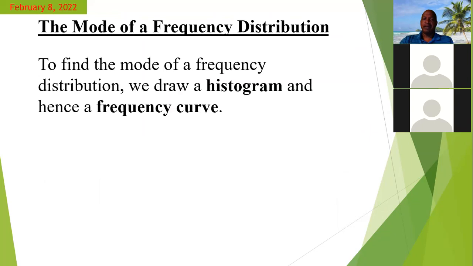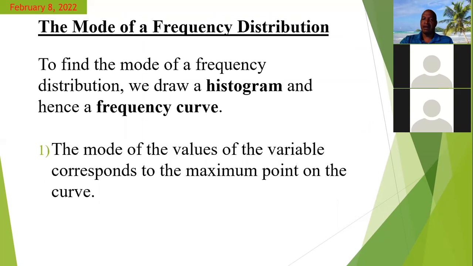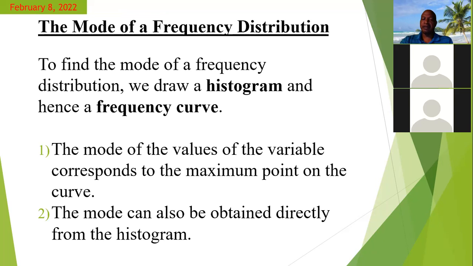Now, the mode of the frequency distribution. To find the mode of a frequency distribution, we draw a histogram and hence a frequency curve or a frequency polygon. The mode is the value of the variable corresponding to the maximum point on the curve. So when we say the maximum point, we are referring to the highest point on the curve. If you draw a frequency polygon, the highest point on the frequency polygon will give you your mode.